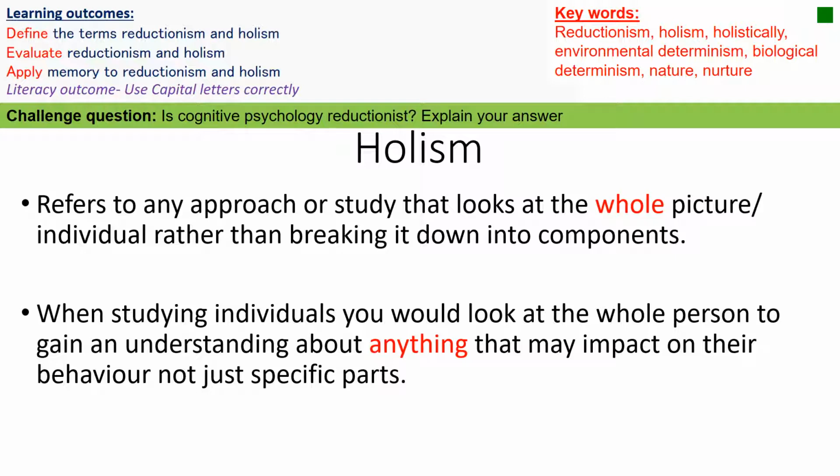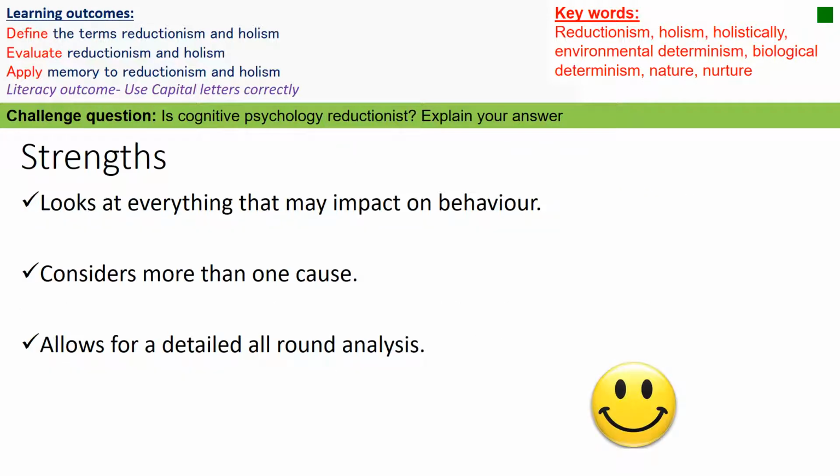Again, linking to memory research, if we were taking a holistic approach to something, then we would be looking at lots of different factors that can influence or impact upon a person's memory. And we would be using those to explain how we therefore encode or remember information. Now, this is really good because we know that if we're able to look at lots of different things that impact on behaviour, then we're able to get a much more valid understanding as to why something is happening or why memory is happening. And it considers more than one cause, which gives us a really detailed analysis. And I'll explain this in context so it'll make more sense in a minute.